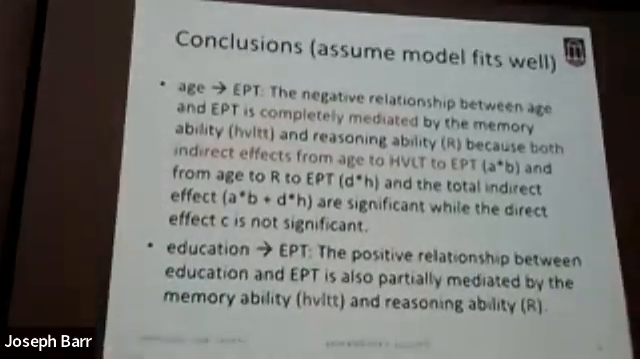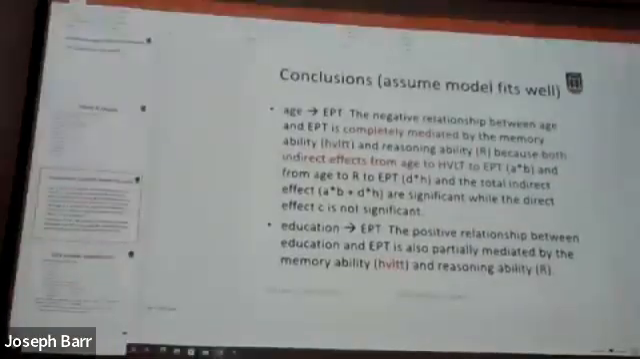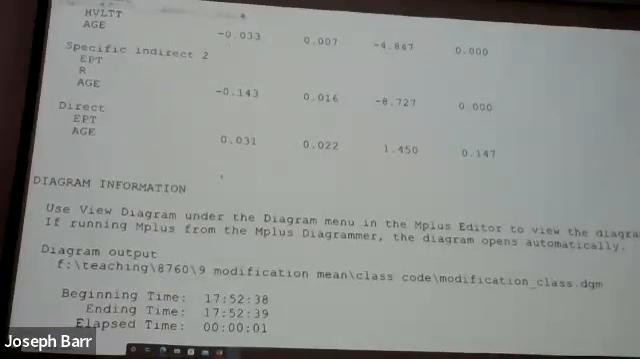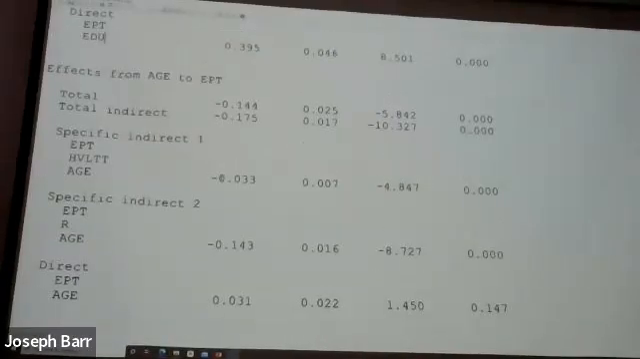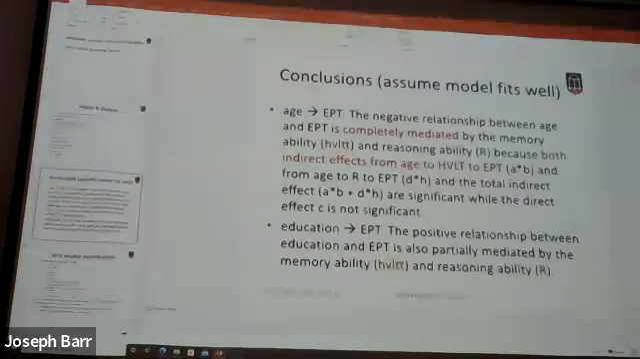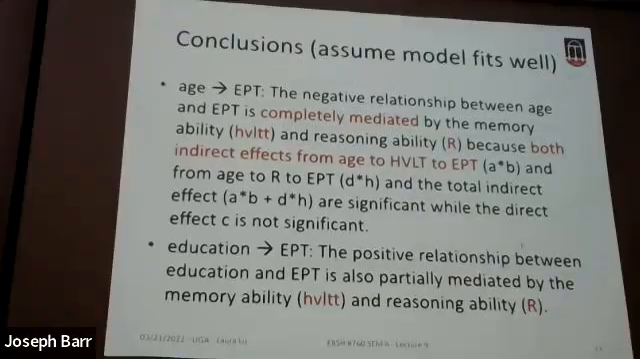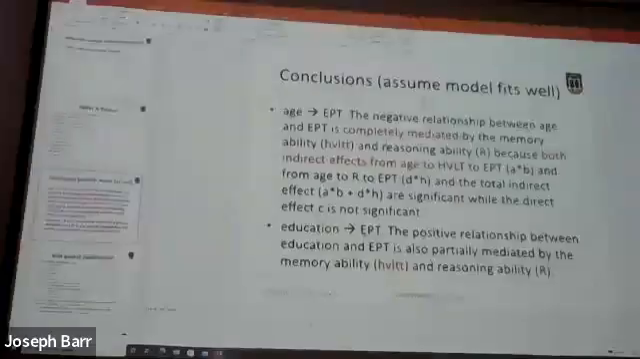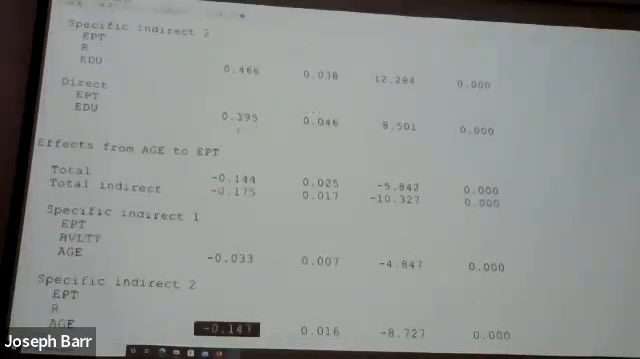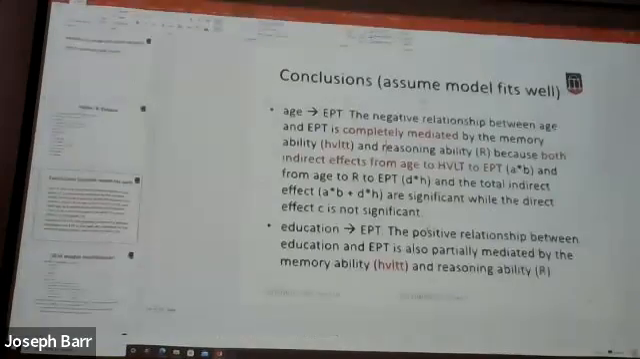It's negative, so let's check the result here. From H, the total indirect is negative, and all of these are negative. It's significant. So there is a negative relationship between H and EPT. Also check the total: it's negative, and it's significant.